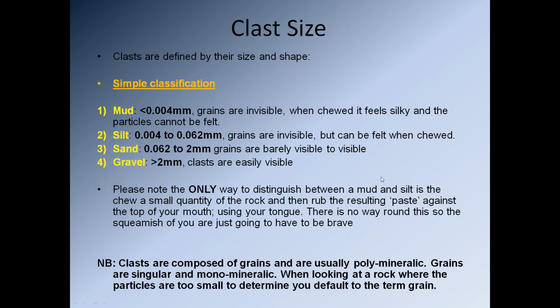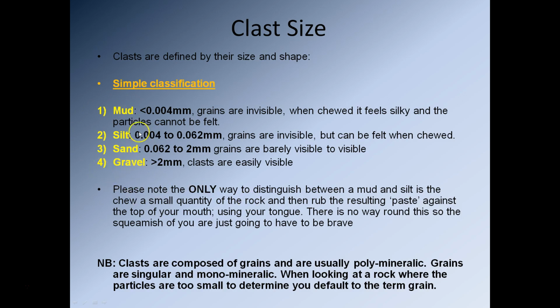So clasts are defined by their size and shape. The simple classification splits clasts into 4 main groups: muds, silts, sands, and gravels. So mud is anything less than 0.004 millimeters, a silt is between 0.004 and 0.062, a sand is between 0.062 and 2 millimeters, and anything greater than 2 millimeters is a gravel. Now this is a very, very coarse classification scheme, and it's not the one we'll be using, but it gives you an idea of what the basic classification scheme is.